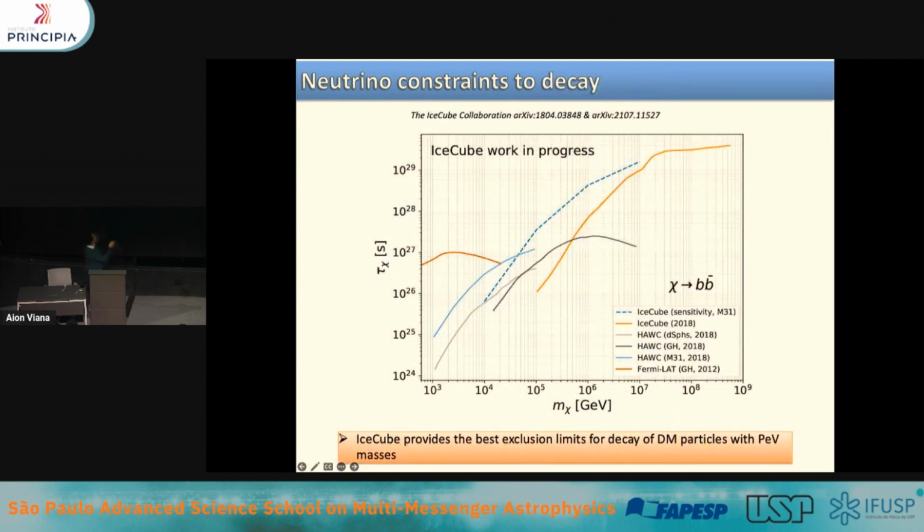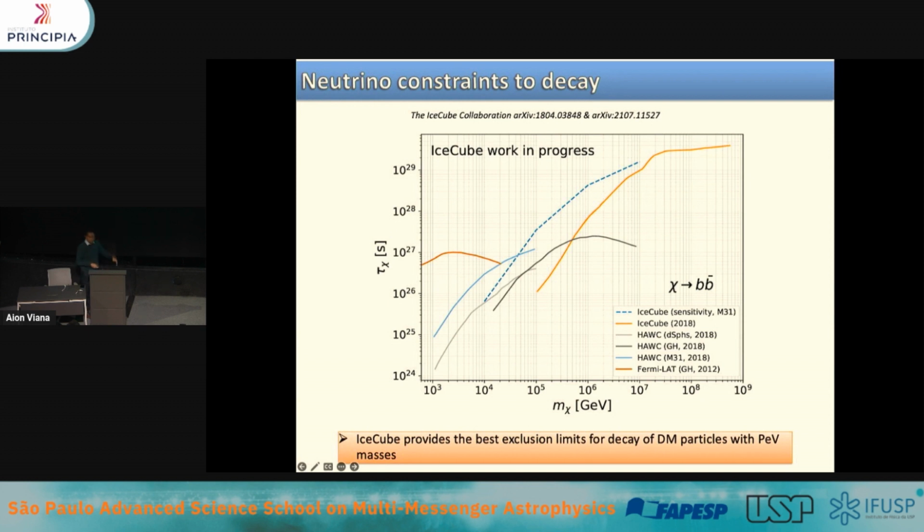On the other hand, for decaying dark matter, because these detectors can see a lot of the sky, they can constrain the decay of dark matter throughout the universe, and IceCube actually has the best limit that we have for dark matter particles above hundreds of TeV and PeV.